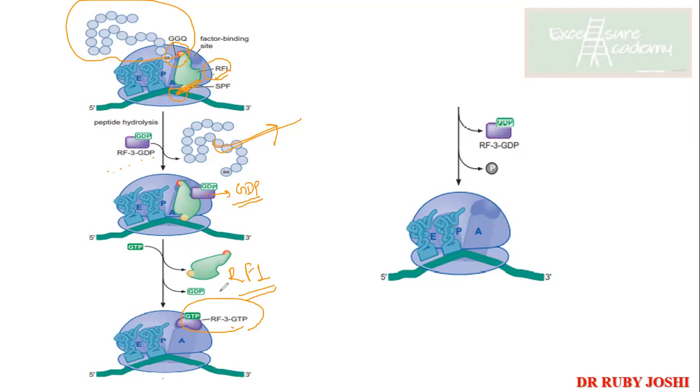Now what has happened is that exchange has happened, so GDP is replaced and GTP has come, okay. Now this GTP will undergo hydrolysis, correct. This hydrolysis will result in the release of your RF3 also, and it will have no further affinity for your ribosome, mRNA and the tRNAs. So this is how your translation is getting terminated.